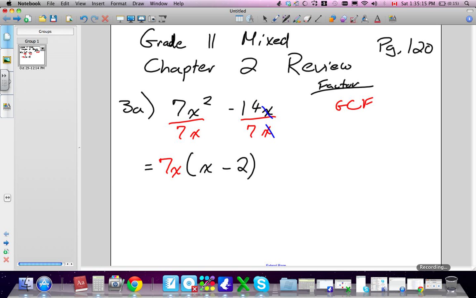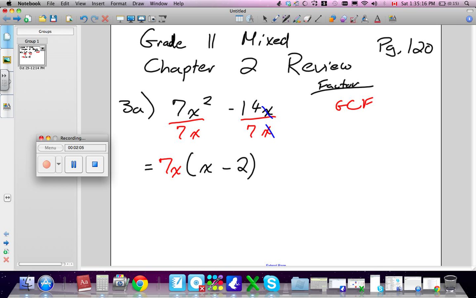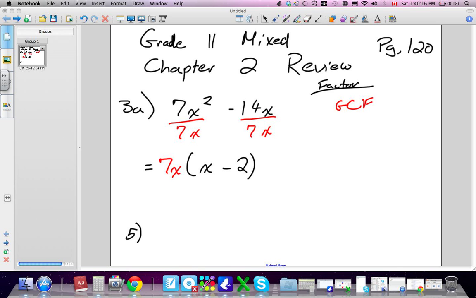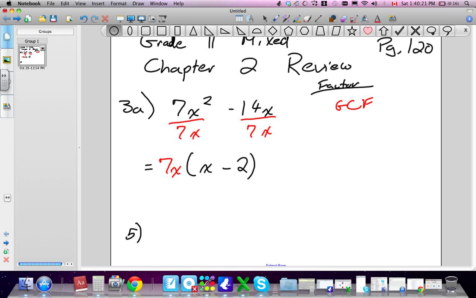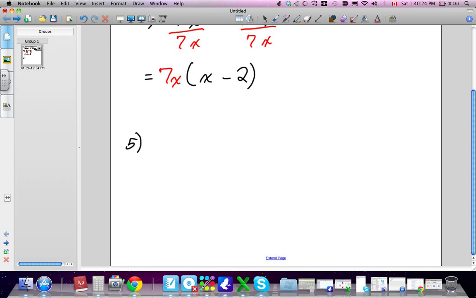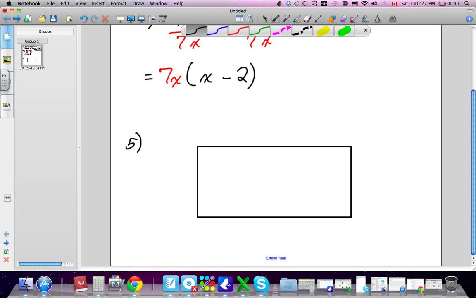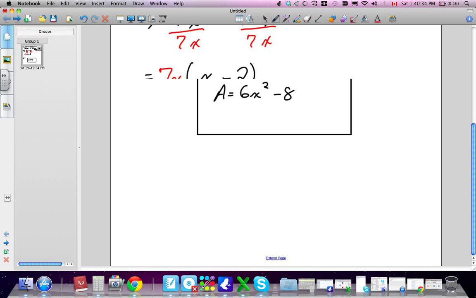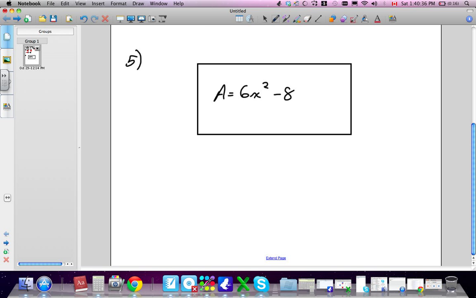Number 5 tells us the area of a rectangle. Okay? So let's actually get a rectangle out here. So we have some rectangle, and we know the area of this shape is equal to 6x squared minus 8. Is that right? Okay. Well, what else we know is we know area of a rectangle is our width and our length, right? So area is equal to length times width.